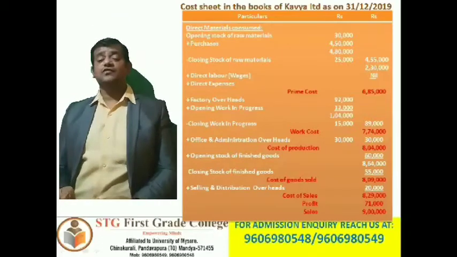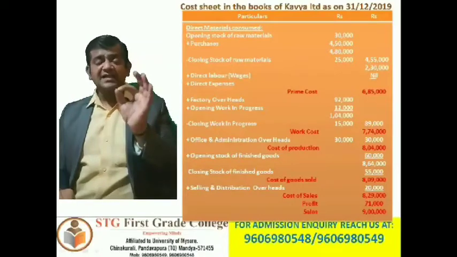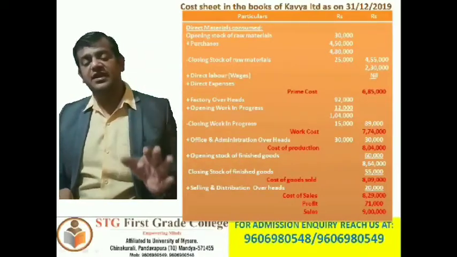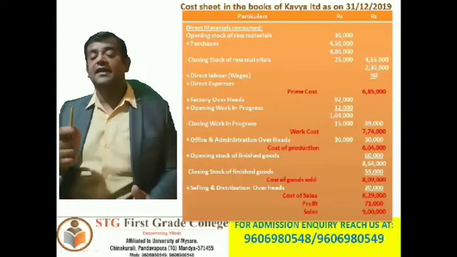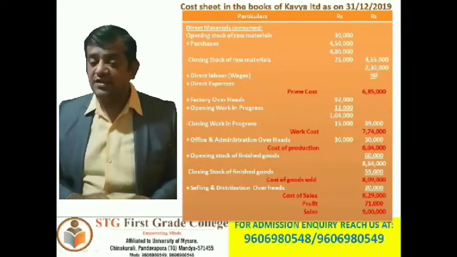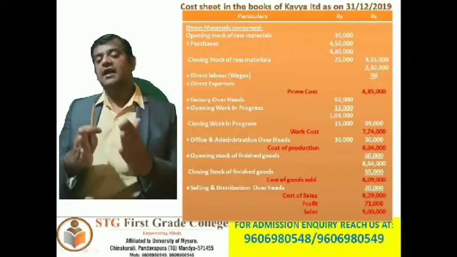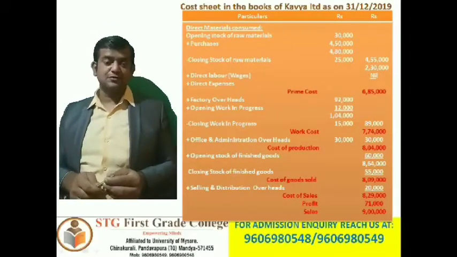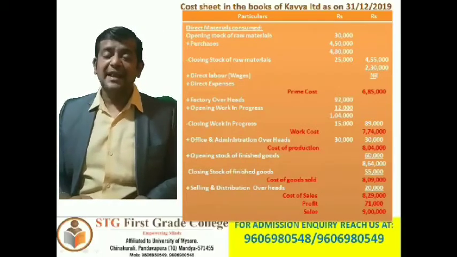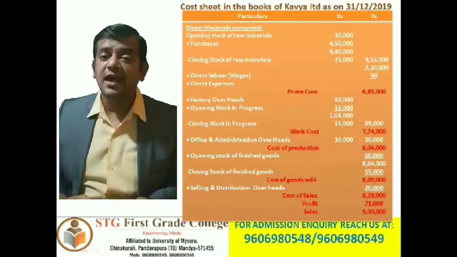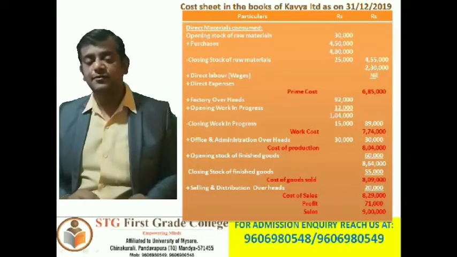How much is the cost of goods sold? 8,09,000 rupees. So add selling and distribution overheads to this. How much is given for selling and distribution overheads? It is given directly as 20,000. So add it: 8,09,000 plus 20,000 is 8,29,000. 8,29,000 is the cost of sales. So cost of sales is 8,29,000.